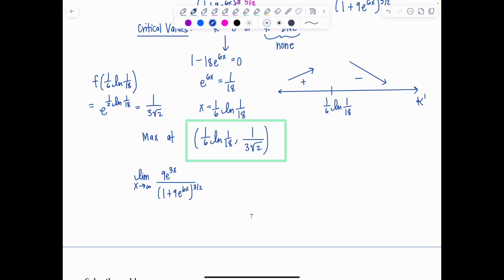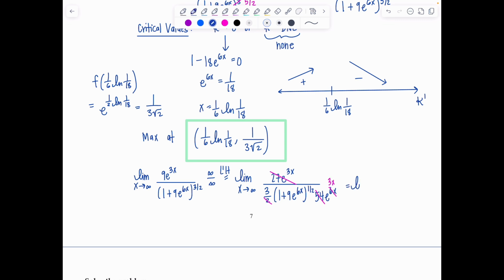Well, I have an indeterminate form of the type infinity over infinity, so we can go ahead and use L'Hopital's rule. So this is the limit as x approaches infinity. Derivative of the numerator is going to be 27e to the 3x. The denominator, be careful, chain rule: 3 halves, 1 plus 9e to the 6x to the 1/2 times 54e to the 6x. Then you call your cleanup crew. So this will cancel, this is a 27, and then now this will just be e to the 3x.